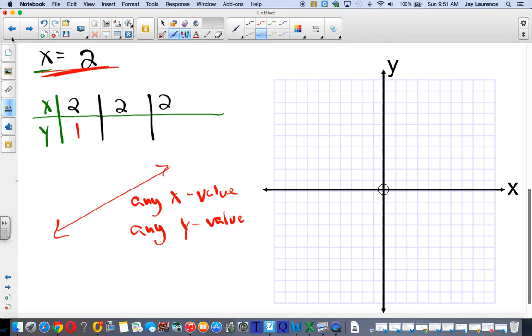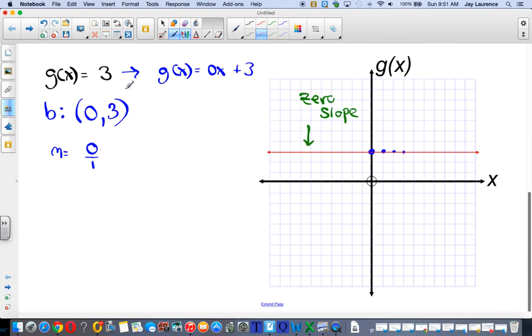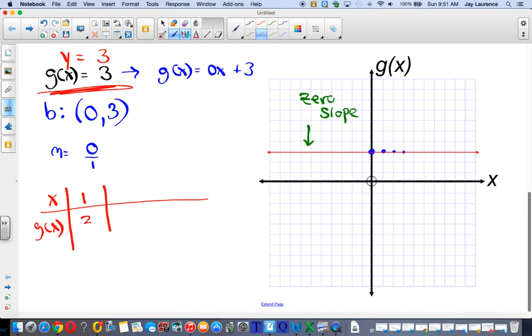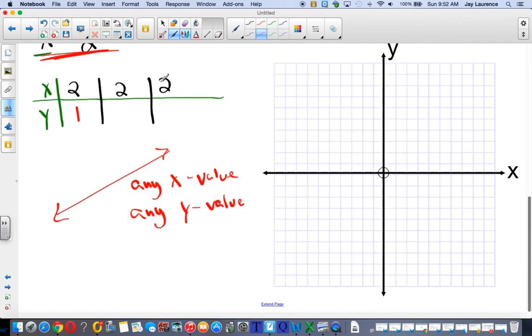A couple problems ago, y equaled 3. g of x equaled 3, it's the same as saying y equals 3. Look at what my table would look like then. I've got x, I've got g of x. I need an x value. I'll pick 1. What's y? It has to be 3. How come? Because it says it equals 3. I need a different x, 2. What's y? It has to be 3. I need a different x, 27. What's y? 3. I don't care what you pick. In this equation, y is 3. But in this one we're doing here, x must be 2.